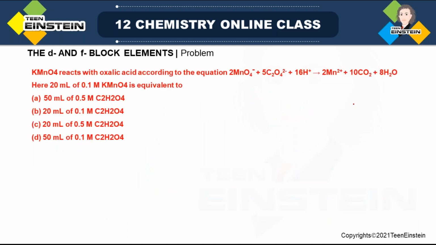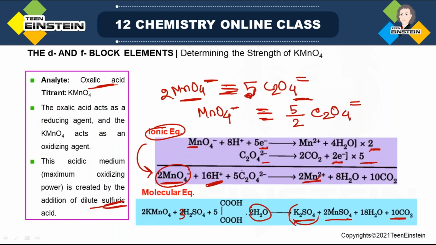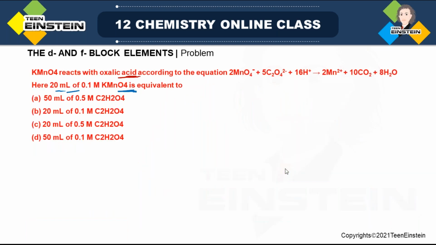Here we have a problem related to this titration. KMnO4 reacts with oxalic acid according to this equation. This equation we have just seen in the previous slide, right? Here 20 ml 0.1 molar KMnO4 is equivalent to... see the last slide, what I have mentioned: 2 moles of MnO4 minus is equivalent to 5 moles of C2O4 2 minus. So this relationship will help us to solve this question.